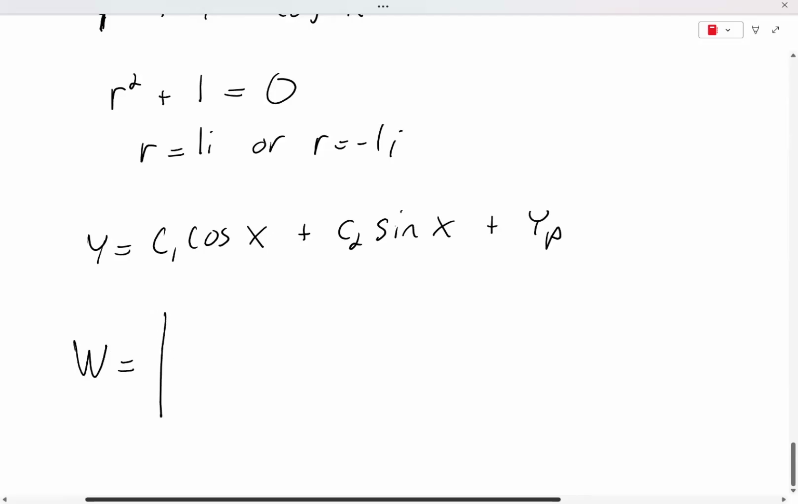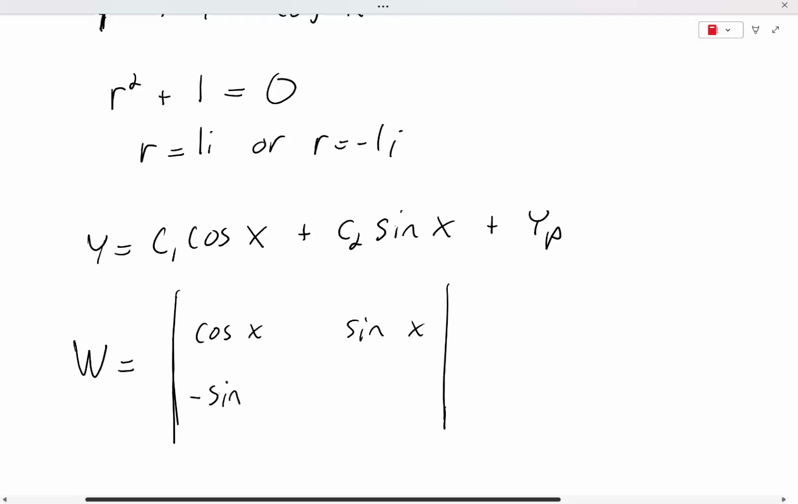Right, so W here then. Okay, so then this is equal to what? That'd be cosine x and sine x, and then take the derivative. So that would be negative sine x, and the derivative here would be cosine x. Then this becomes cosine squared x plus sine squared x, which is equal to 1. So the W here is just going to be 1.